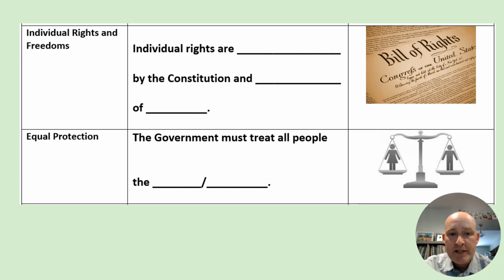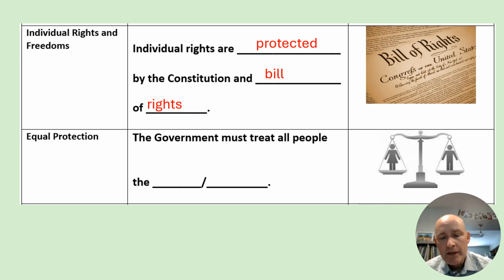So, individual rights and freedoms. Individual rights are protected by the Constitution and Bill of Rights. So, individual rights and freedoms are protected mainly in the Bill of Rights. And those are the biggest rights we are given under the Constitution. And that means that it doesn't matter who votes for this to happen or decides something bad's going to happen to these people, the minority or even the majority, we all have rights that are protected.